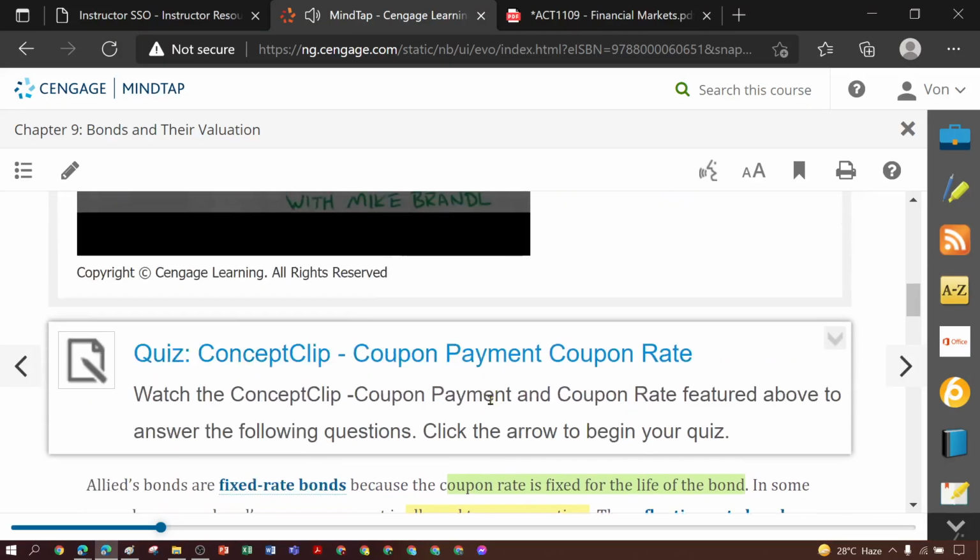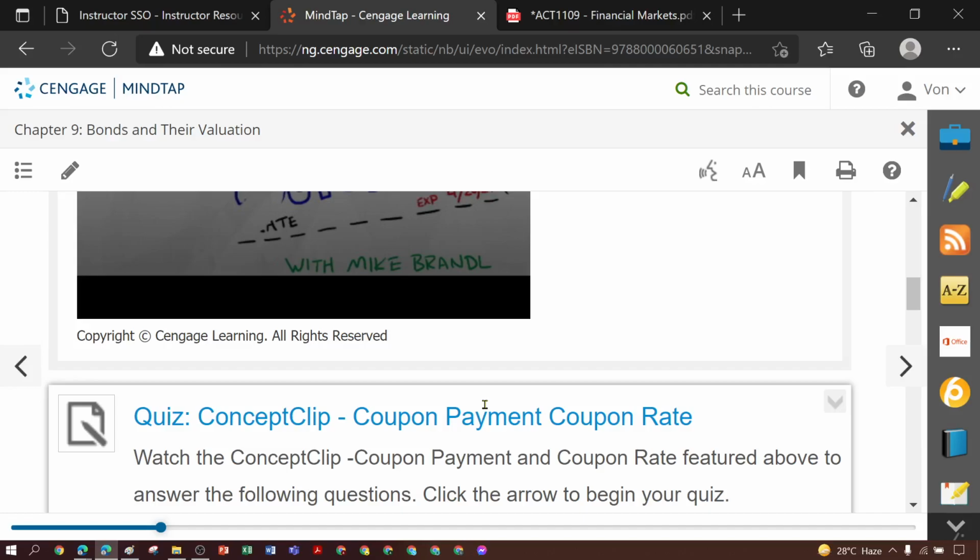Okay. So, doon in-illustrate lang, no? Kung bakit ba coupon payment yung tawag sa kanya. And coupon rate.